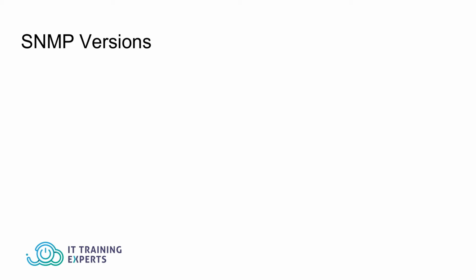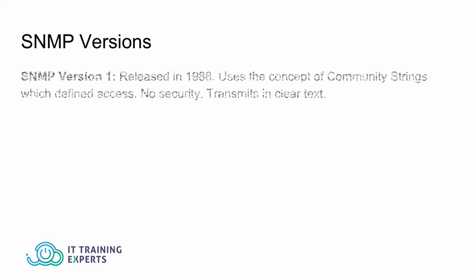Next are the SNMP versions, starting with SNMP version 1, surprisingly. Released back in 1988, it uses the concept of community strings which define access. Think of community strings kind of like a shared password, meaning that all devices that were communicating via SNMP had to have that same community string. If not, they wouldn't be able to communicate.